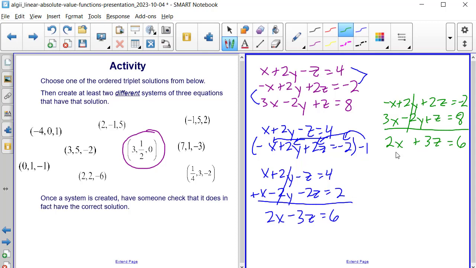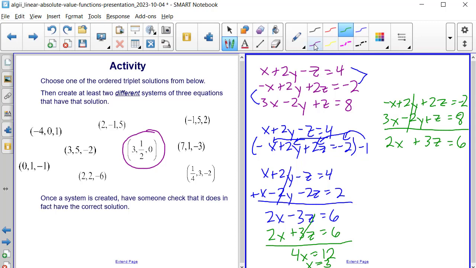And now we're going to take this equation and put it below this one. So 2x plus 3z equals 6. Hey, that's pretty cool. The z's automatically cancel out. So I have 4x is equal to 12, making x be 3. Okay, so far that works.